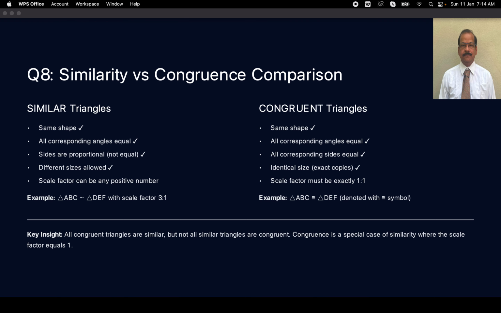The symbols for similarity and congruence are provided there. You can observe it. Now, what is the key insight? All congruent triangles are similar, but not all similar triangles are congruent. Congruence is a special case of similarity where the scale factor equals 1. Okay, here we move to the next question.